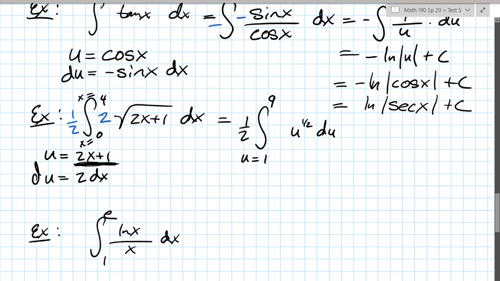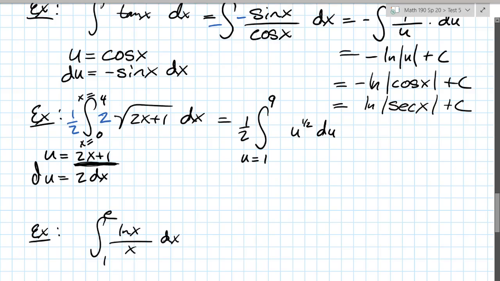By changing the limits of integration from x's to u's, that means that I will not have to go back to x's at the end of the problem. Because remember, when we evaluate a definite integral, we end up with a number. Evaluating an indefinite integral gives us a function, that is the antiderivative function. Evaluating a definite integral gives us a number. And since this is a positive function, think about the square root function, you can think of this problem as finding the area under the curve.